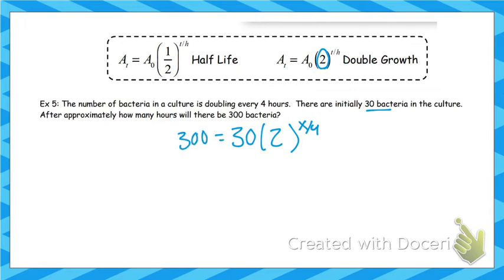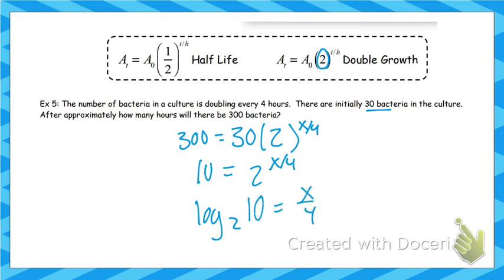So I can divide by 30. I can write this as log base 2 of 10 equals x over 4, and then I can multiply by 4. Very similar setup. This also holds true for your learning journal question. The only difference is it's the same setup, but it wants to know if it's tripling. Well, if it's tripling, it's the same concept. I could just make this 3, because that's the factor that it's increasing by.